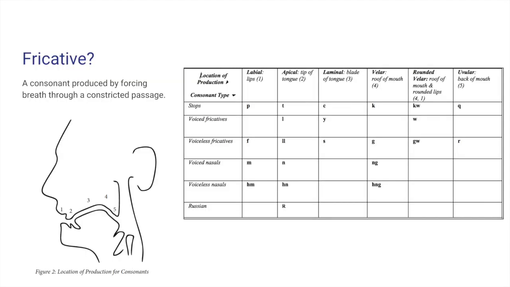We're going to start by reviewing what a fricative is. A fricative is a consonant produced by forcing breath through a constricted passage. Now, in this lesson, we're going to specifically talk about G and R.